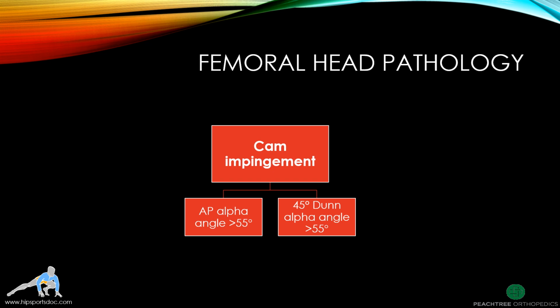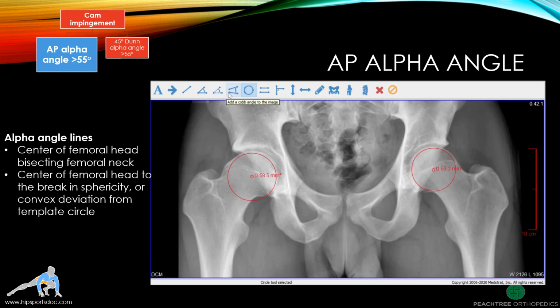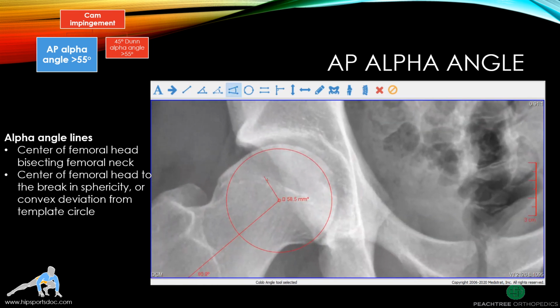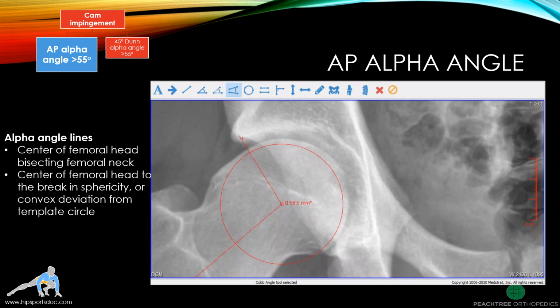Cam impingement is identified with an alpha angle greater than 55 degrees on either the anteroposterior or 45-degree Dunn view. This is the anteroposterior view. We have marked the femoral head with a circle to locate the center. We first draw a line extending from the femoral head's center that bisects the femoral neck. Next is a line from the center to where the femoral head breaks sphericity relative to our template circle.